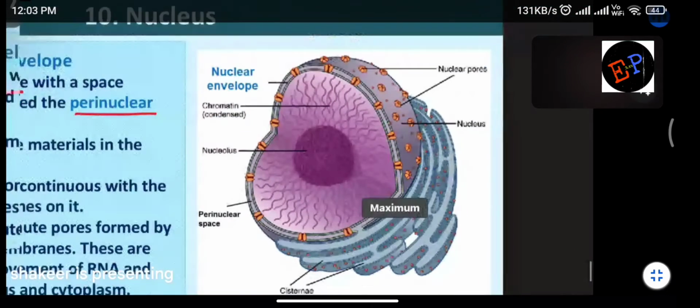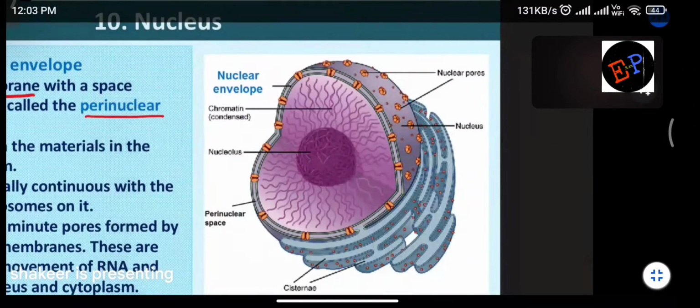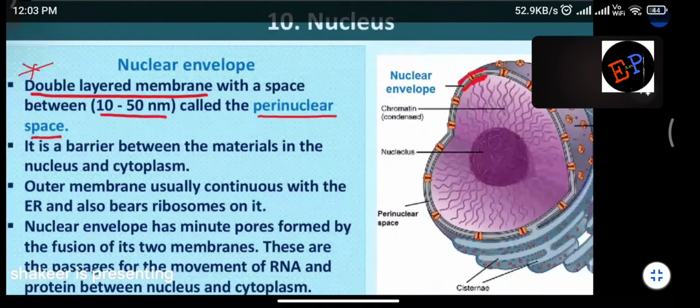See in the figure here. This outer structure is called the outer membrane, and you will find an inner membrane also. The region present between the outer membrane and the inner membrane is called the perinuclear space. It is a barrier between materials in the nucleus and in the cytoplasm. It means these layers protect against intermixing of the materials present in the cytoplasm and the materials present in the nucleus. The membrane keeps them from mixing.